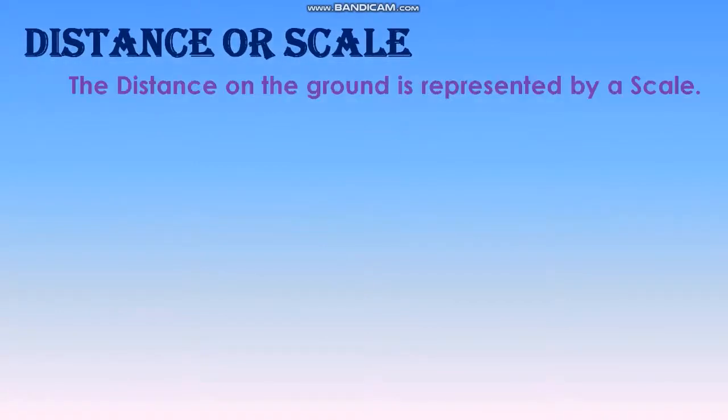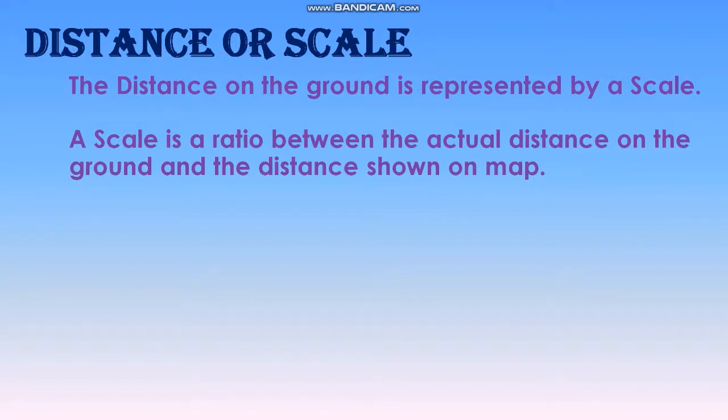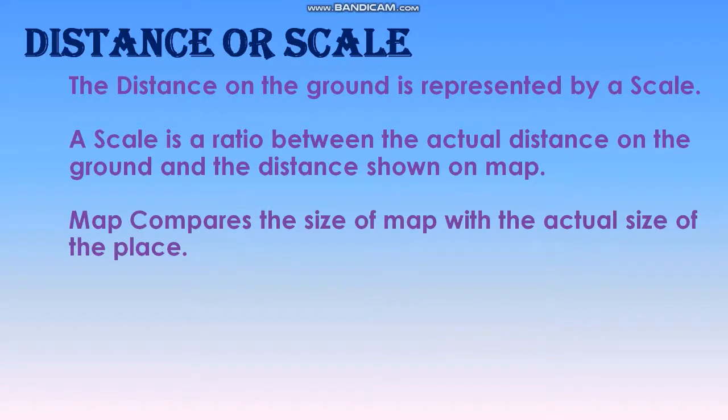Now, distance or scale. In a map, the distance on the ground is represented by a scale. In other words, maps are drawn at reduced scale. A scale is a ratio between the actual distance on the ground and the distance shown on the map. Maps compare the size of a map with the actual size of the place.